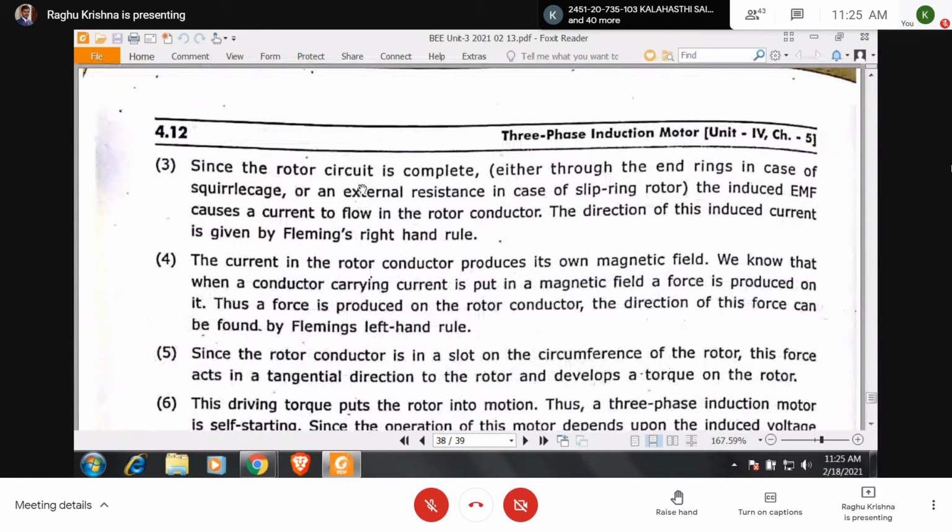Since the rotor circuit is complete, either through end rings in case of a squirrel cage or an external resistance in case of slip ring rotor, the induced EMF causes a current to flow in the rotor conductors. So due to the induced EMF, current will be flowing in the rotor conductor. The direction of this induced current is given by Fleming's right hand rule. Again, this will be coming in DC generators. At that time I will explain this once again.